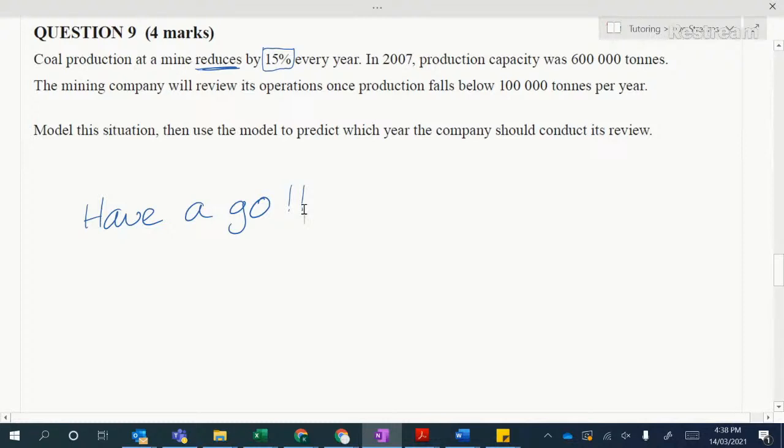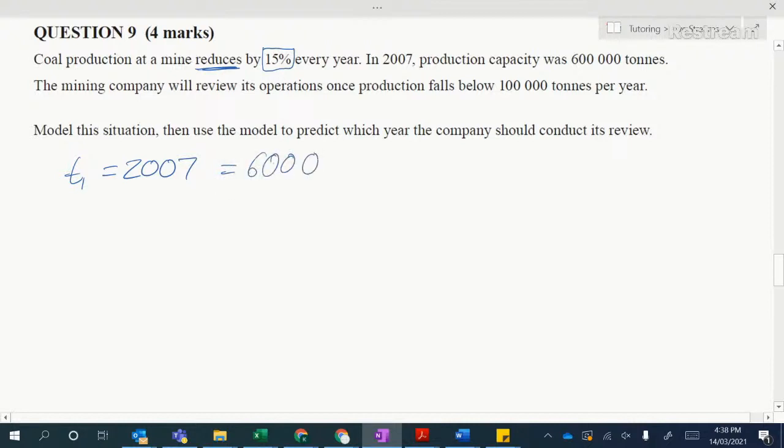All right, if you're stuck, I'm going to give you a couple of clues. I'm going to say that, are we using term 1? We could do that. And think about what your R value is going to be. This is geometric decay. Okay, so think about what your R value needs to be.